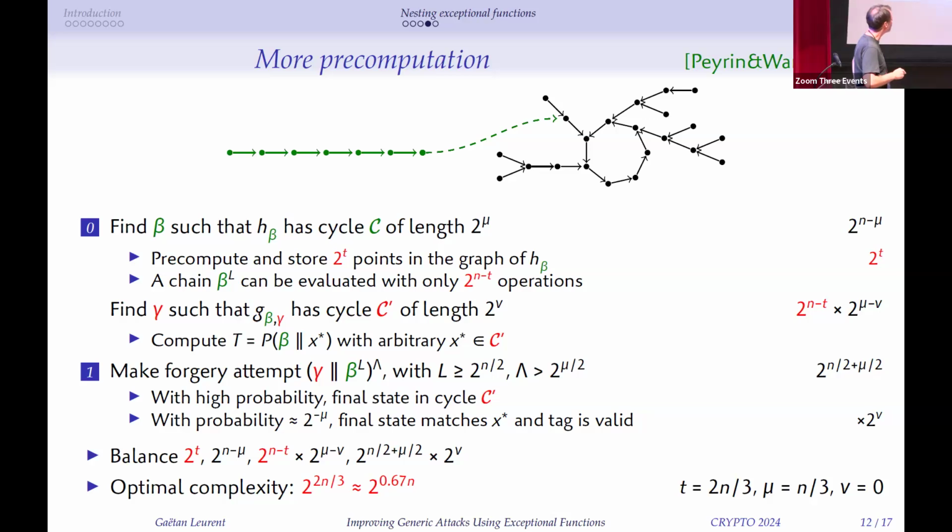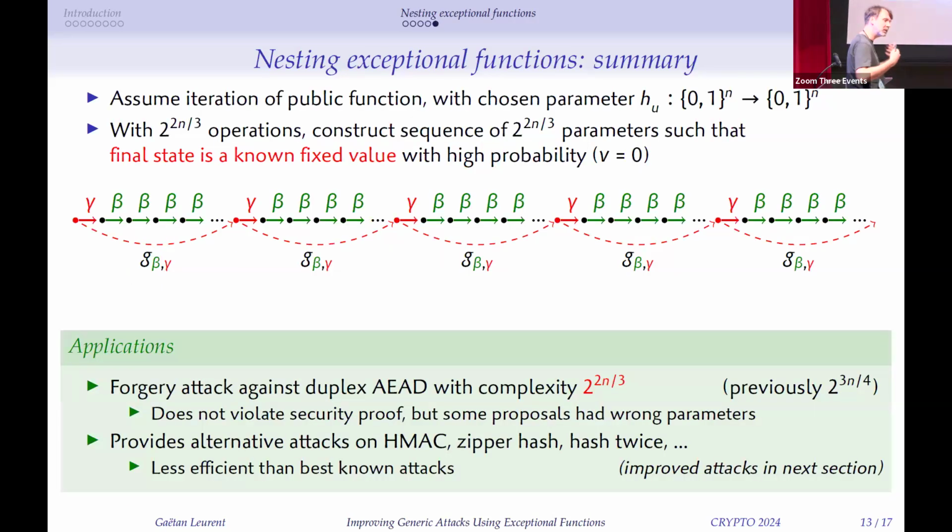Another interesting property is that when you balance the parameters, you end up with nu equals 0. Which means that the function G that we're building, instead of having a small cycle, it actually ends with a fixed point in the main component. So the giant tree is connected to a fixed point. And that's actually a relatively strong result. And this gives something that could be a new tool in the toolbox for generic cryptanalysis.